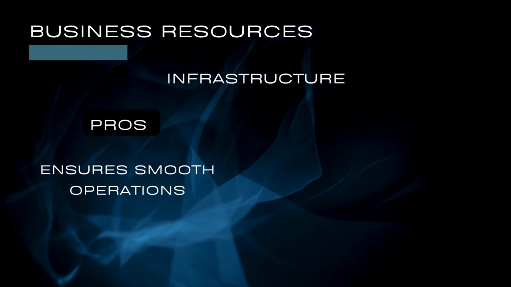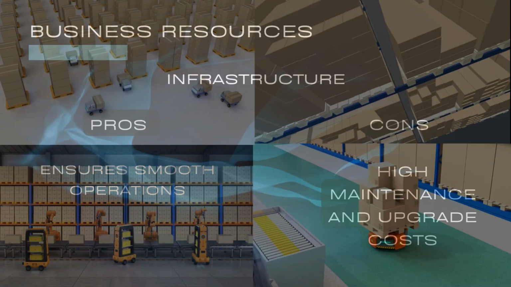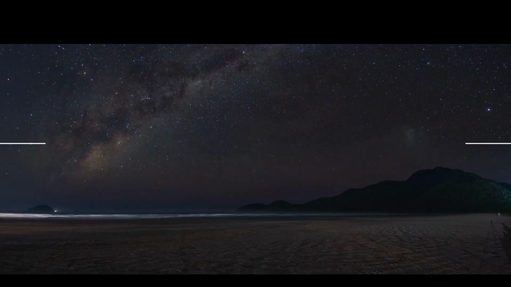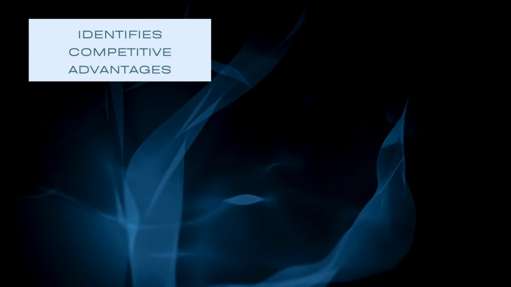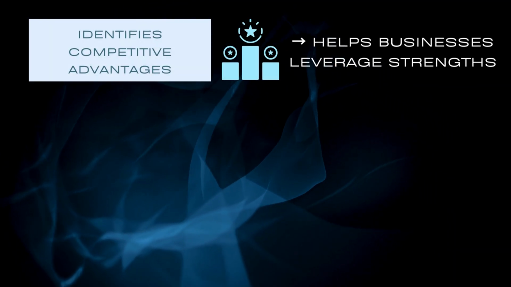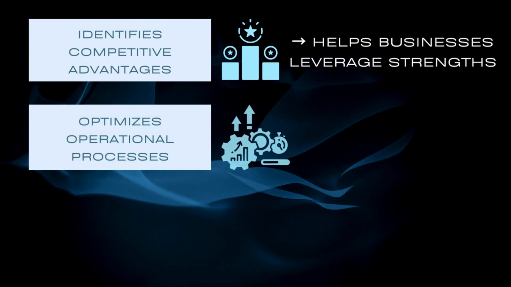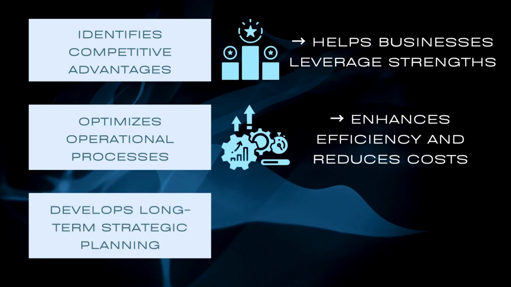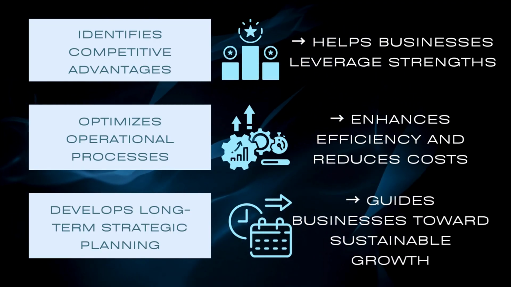Infrastructure. Pros is ensures smooth operation, cons is high maintenance and upgrade costs. And for example, Amazon has advanced automated warehouses. We move to benefit of internal environment analysis. Strengths. First, identify competitive advantage to help businesses leverage strengths. And the second, optimize operational process to enhance efficiency and reduce costs. And the last is develop long-term strategic planning to guide businesses towards sustainable growth.